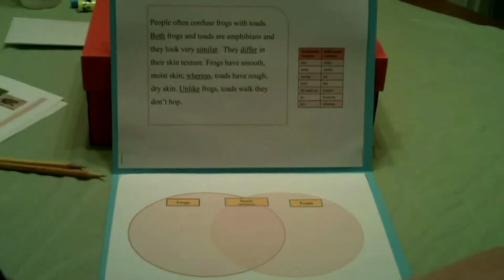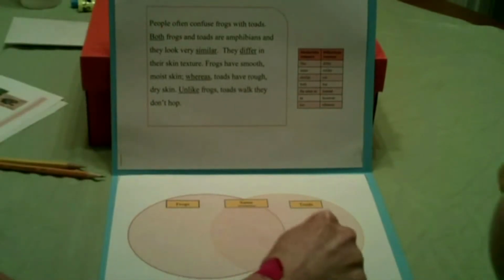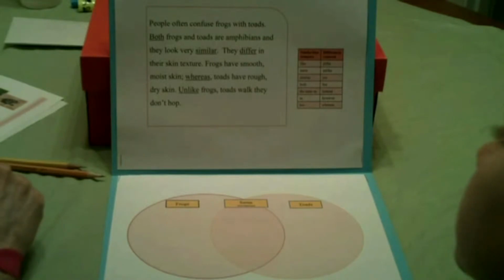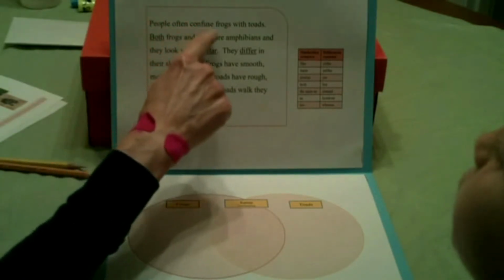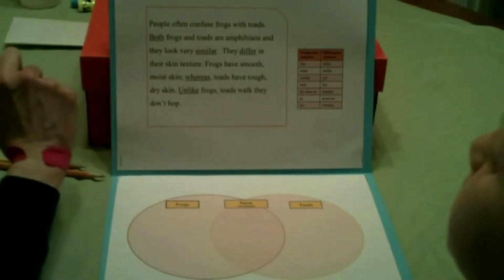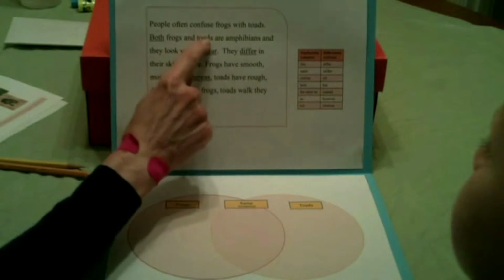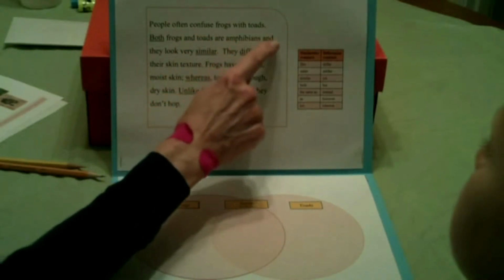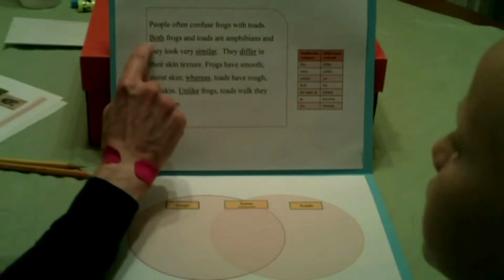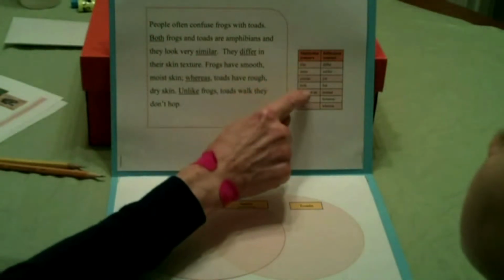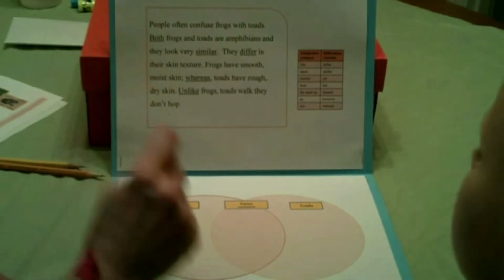Wow, that's a lot of information. So to help your brain remember, we're going to organize it in these categories. So let's first look at our clue words. All right, so people often confuse frogs with toads. Okay, so let's not get confused. Both frogs and toads are amphibians and they look very similar. So both is, oh look at this, both is a compare word. They are the same, all right?